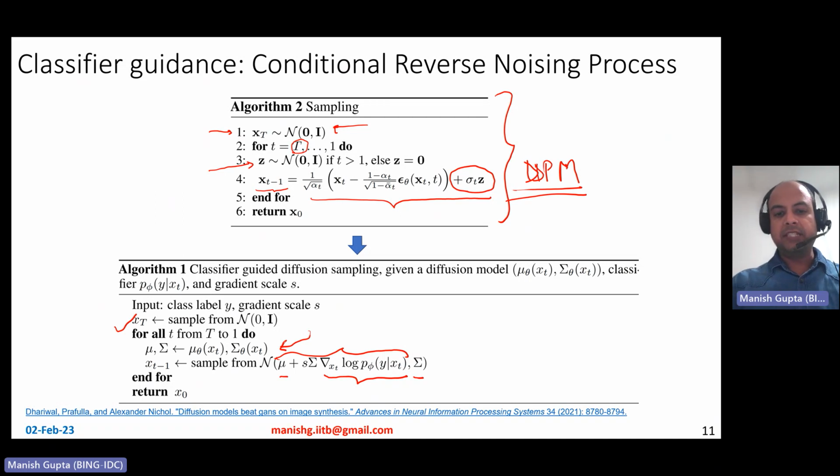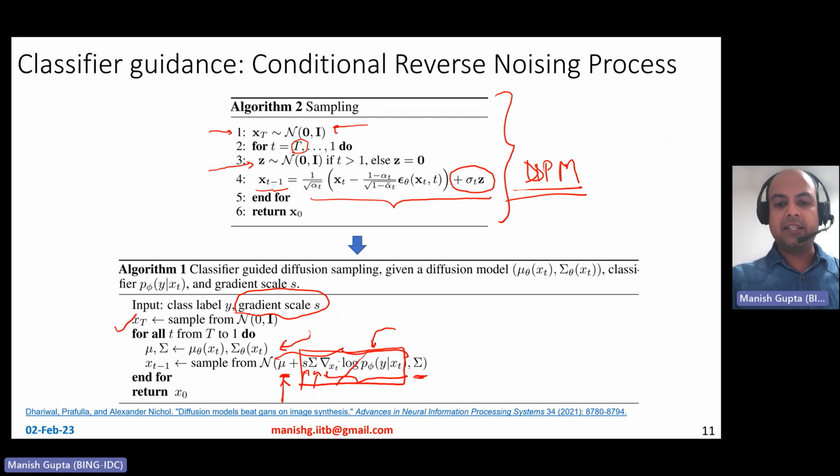The way you do that is to sample not from the standard mu and sigma, where the mu actually comes from your unit model, but you also align it in the direction of the classifier by taking the classifier gradients, multiplying it with variance, and multiplying it with the scaling factor called S. So how much you want to care for the classifier guidance is controlled by this scaling factor S. That is what is called gradient scale S. If you didn't have classifier guidance, your formula would look like that. Just need to sample from mu sigma.